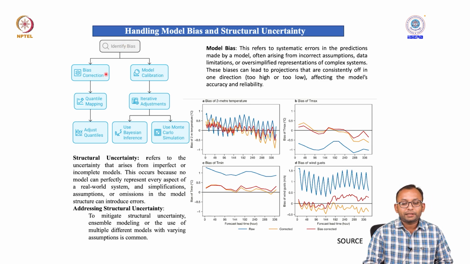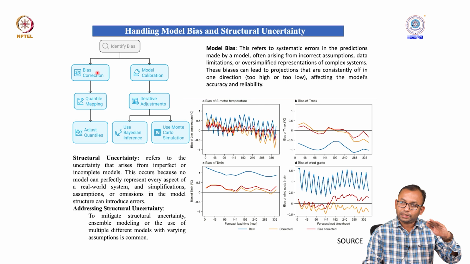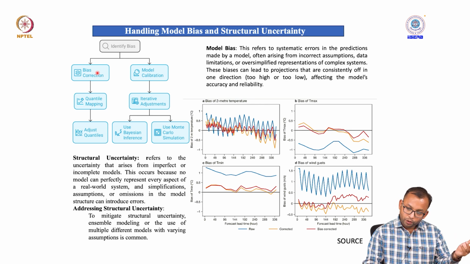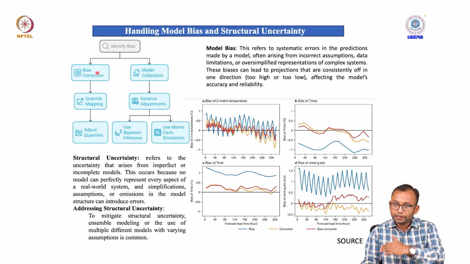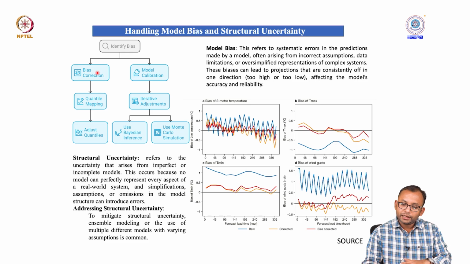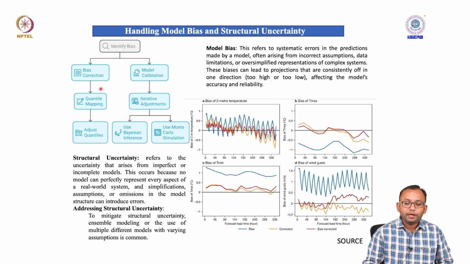For example, bias correction is one technique, where we compare the historical model run with your model projections, and then we can reduce the uncertainty present in the model. We use some sort of quantile mapping approach, and then we adjust the quantiles and remove the uncertainties. Or we can use some sort of iterative adjustment using model calibrations. You can use Bayesian inference or Monte Carlo simulations to remove the uncertainty in the models like that.